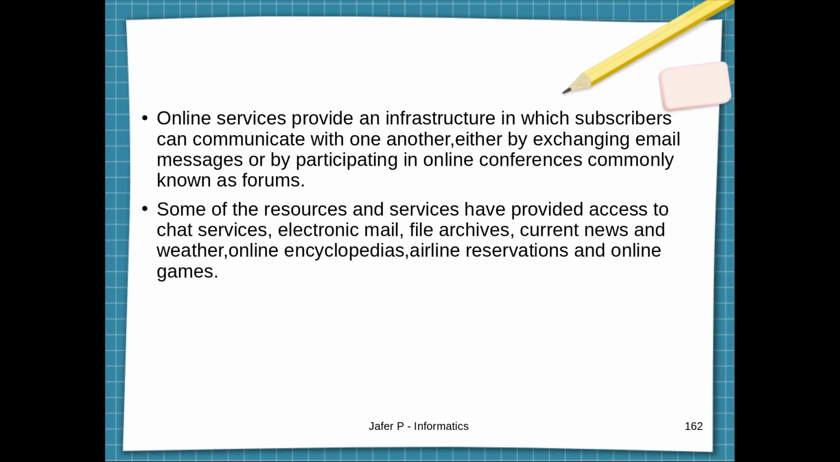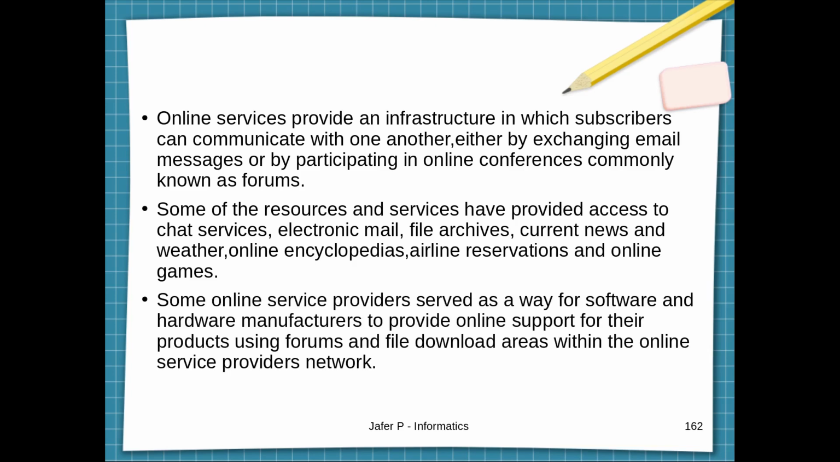Some of the resources and services have provided access to chat services, electronic mail, file archives, current news and weather, online encyclopedias, airline reservations and online games. These are some kind of online services. What are those? Chat services, electronic mail, file archives, current news and weather, online encyclopedias, airline reservations and online games. These are some categories of online services.